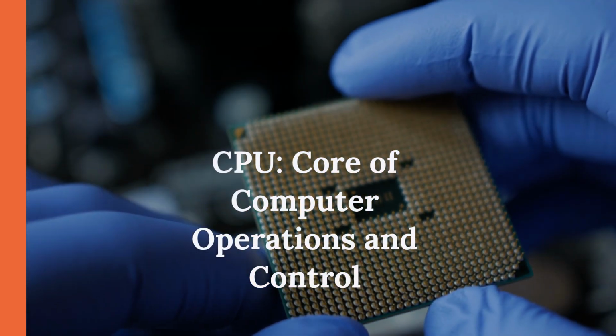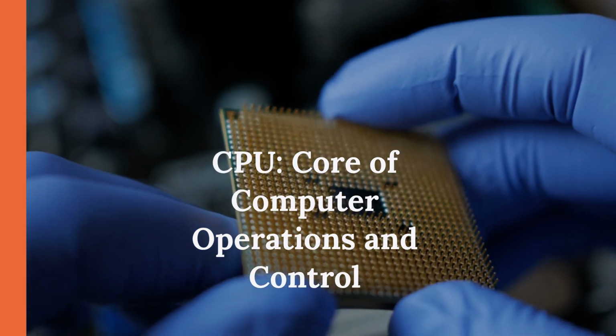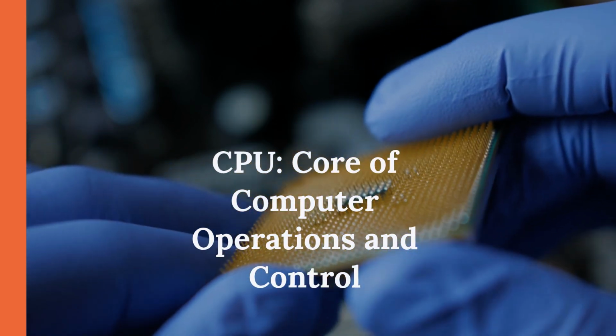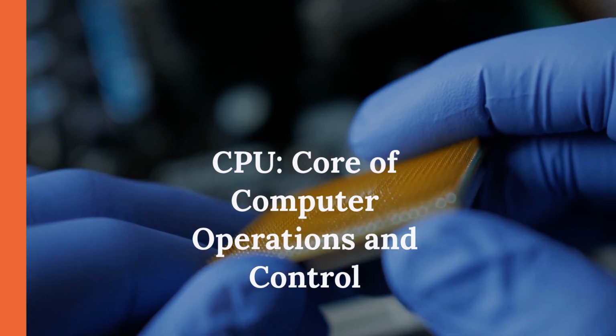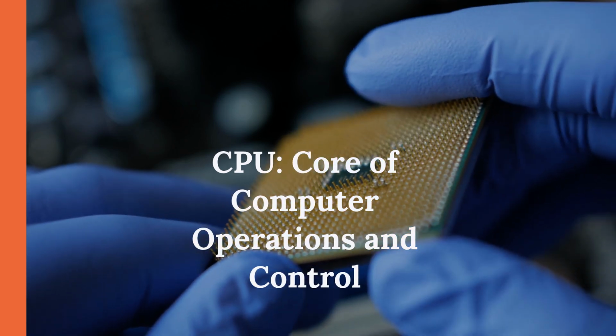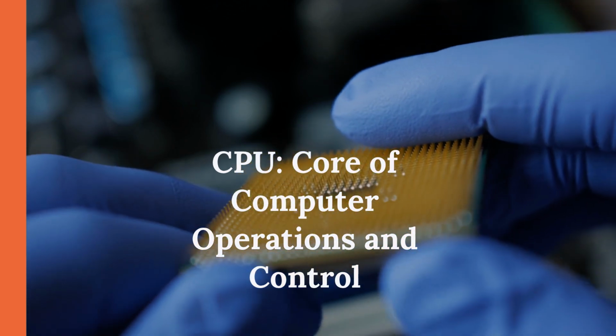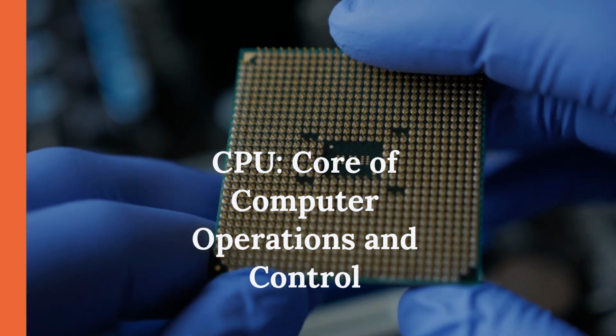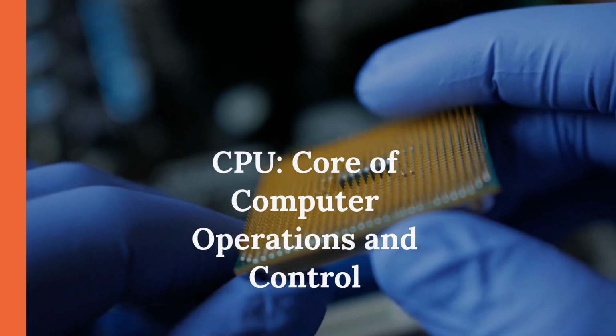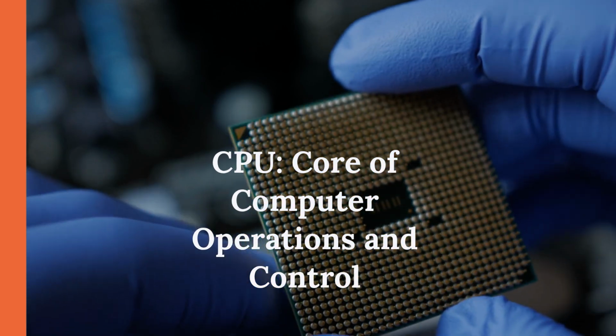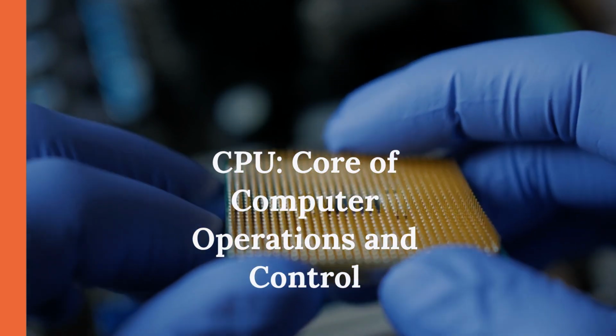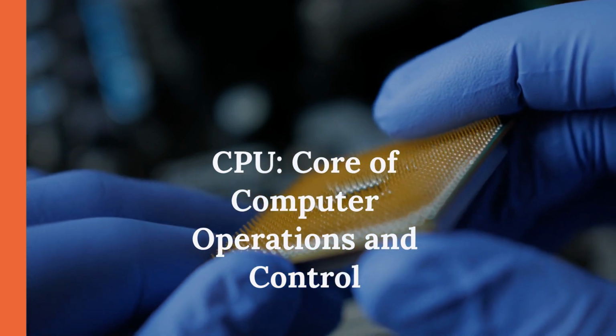At the heart of the computer system is the CPU. It executes instructions and controls operations. The CPU consists of the control unit, arithmetic logic unit, and registers. The control unit manages data flow between components. The arithmetic logic unit performs calculations and logical operations.